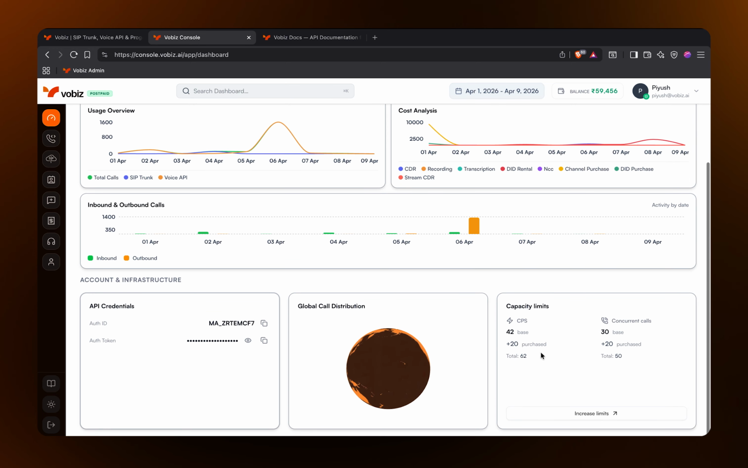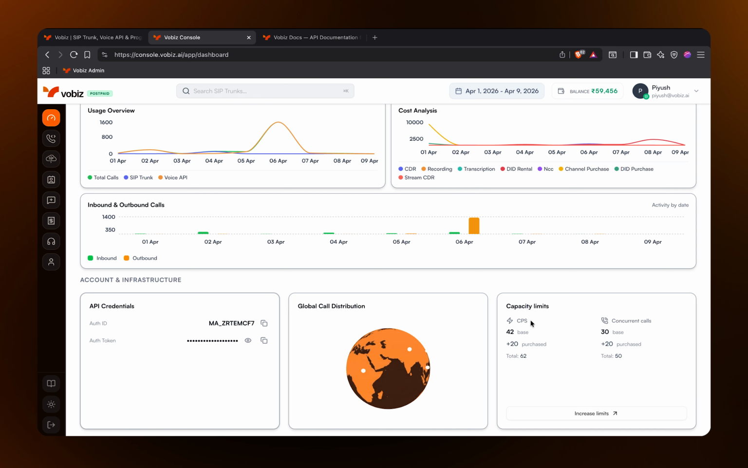And then there is the capacity limits. So what exactly is the capacity limits? There are two factors when it comes to your capacity for your account at Vobiz, which Vobiz gives you. That is the CPS and concurrent calls. What is CPS? CPS is calls per second. And what is concurrent calls? Concurrent calls are the number of parallel calls you can make from your Vobiz account, from the Vobiz platform, right?